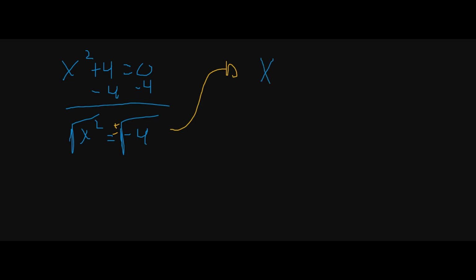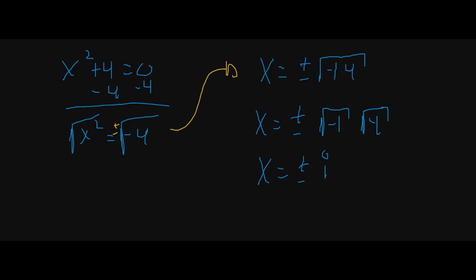We're going to get x is equal to plus or minus the square root of -4. This is the same thing as the square root of -1 times 4. So x is equal to plus or minus the square root of -1 times the square root of 4. This is going to be x is equal to plus or minus i times 2. This is imaginary numbers, plus or minus 2i.